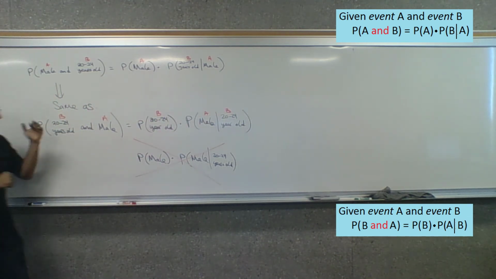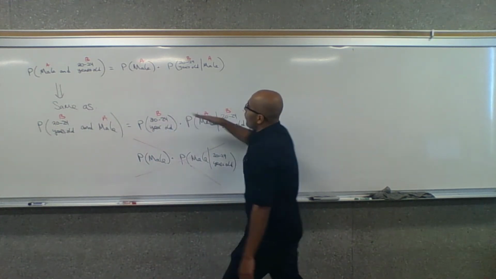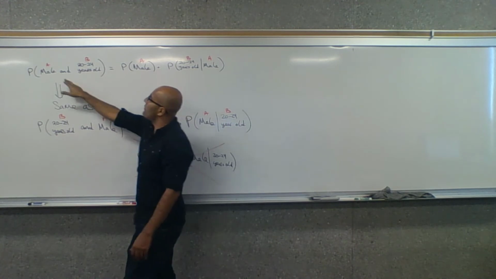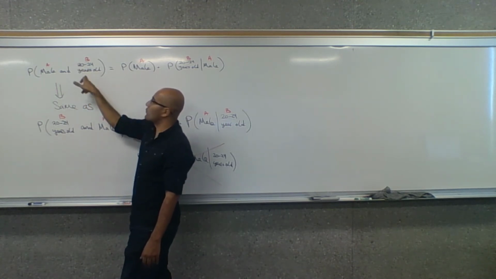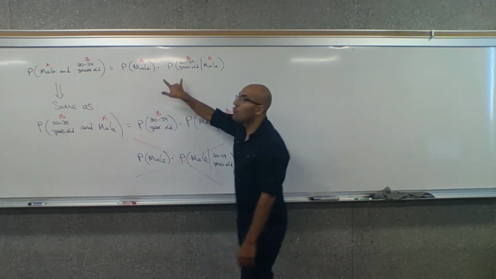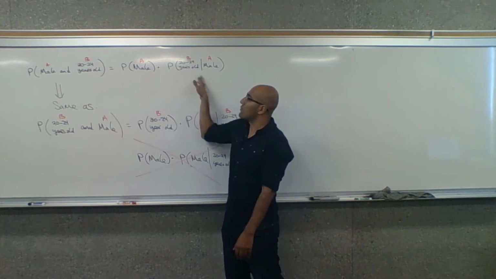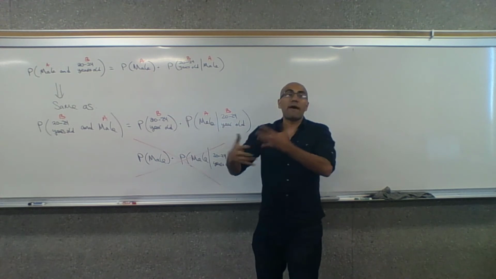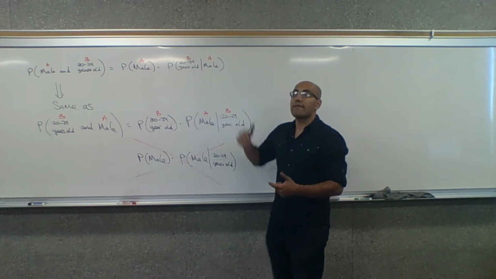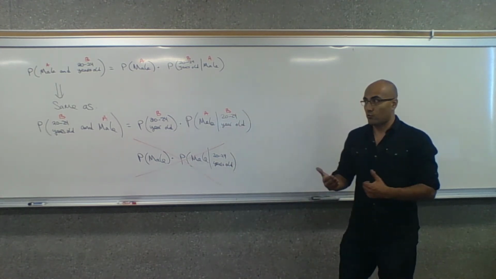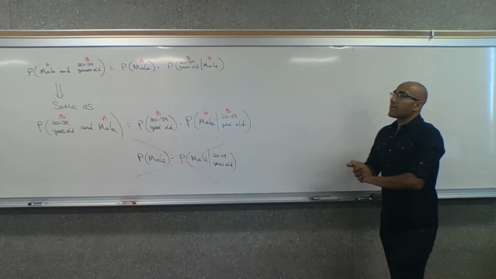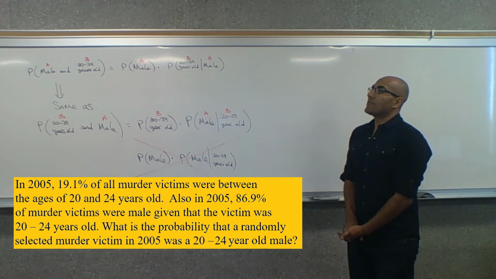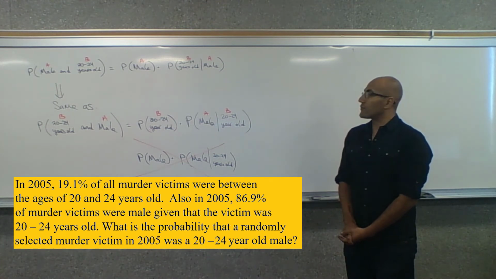Good, good. All right, so now let's read through our word problem. What this means is that we have two choices. This is what they wanted us to find, the probability of male and 20 to 24 years old. And I got two ways of finding that, either through this multiplication or this multiplication. So it's just a matter of a word problem of which one they've given me enough information to be able to use. So reading it, 19.1% of all murder victims were between the ages of 20 and 24 years old.